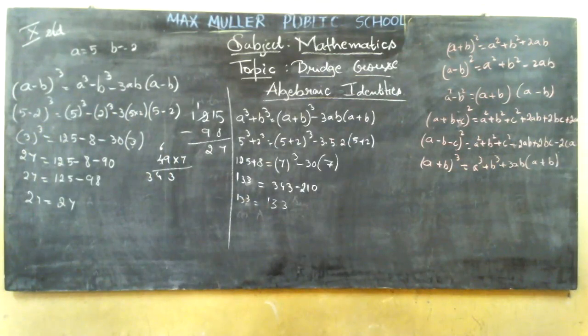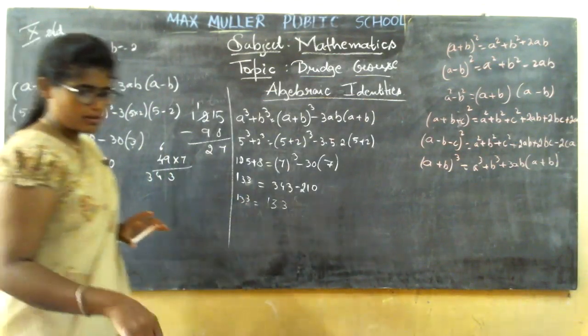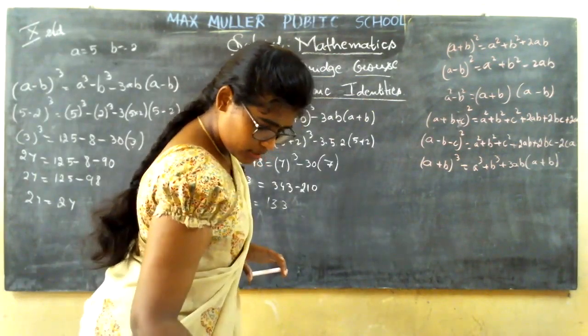We can prove that in any algebraic identity, LHS is equal to RHS. Let us write it in the table.